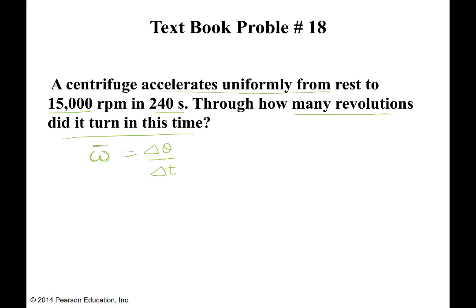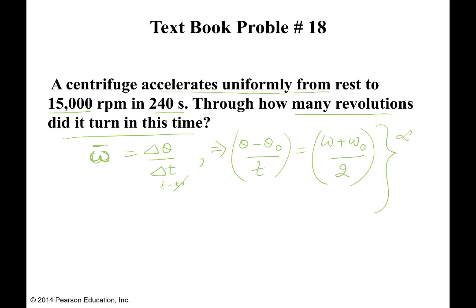Similarly, now for this one, we'll use the same scenario. This can also be written as theta minus theta naught over t, because we always say t minus t naught, where t naught is considered 0. So you can write this as equivalent to omega plus omega naught over 2, which is nothing but the average angular velocity. Again, this happens when alpha is constant. That means it's the rotational kinematic equation that we use.